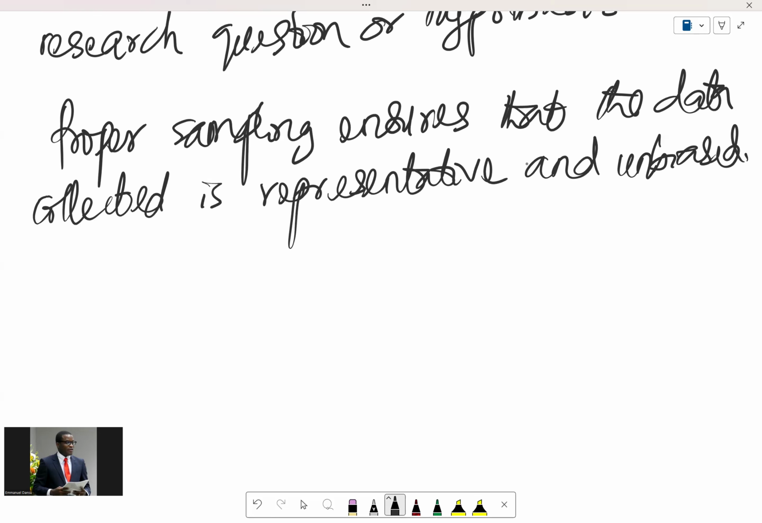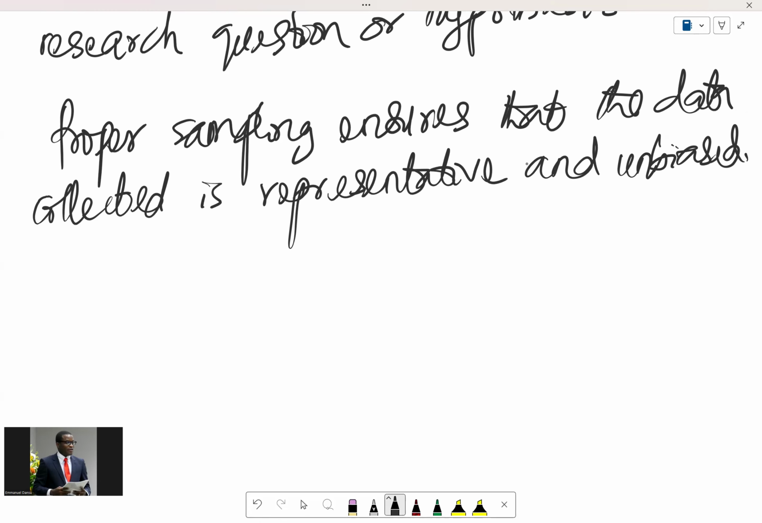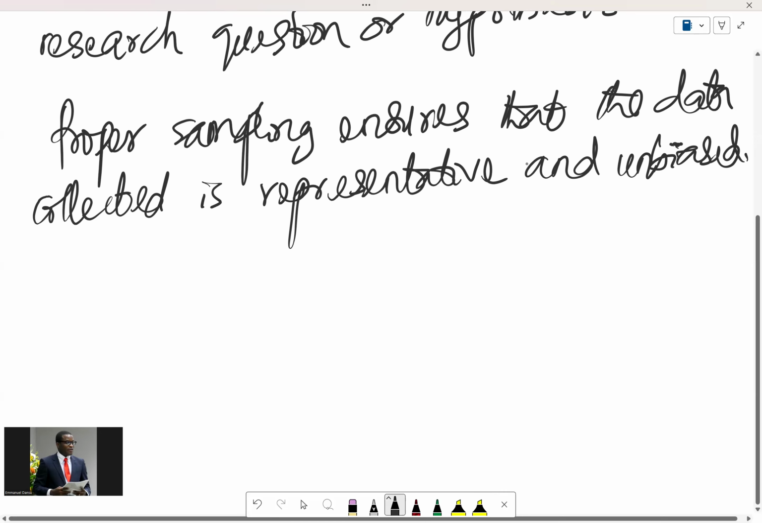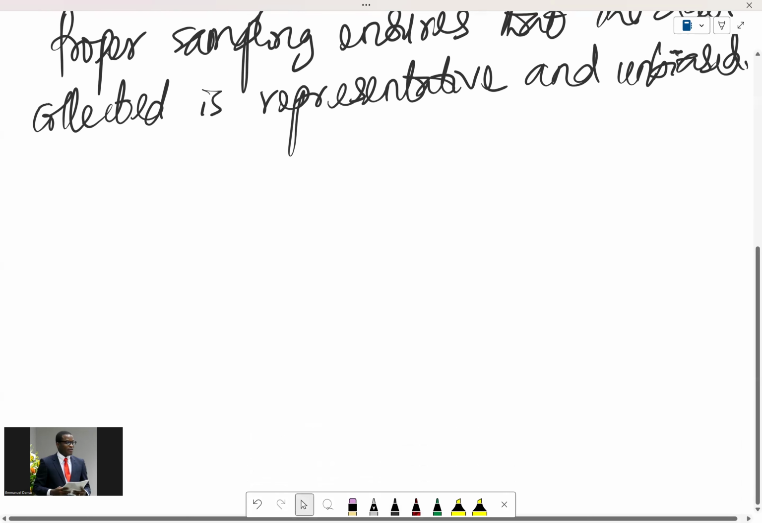Then another issue is you can actually collect data that is biased, right? So there's a lot of manipulation going on, even in the research world, where people get the kind of data they want to validate their position, without objectivity. So, as a researcher, we don't want to go that way.